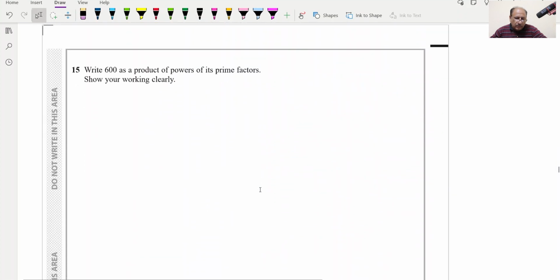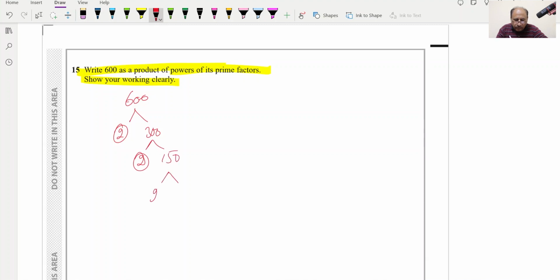question. And question number 15 says write 600 as a product of its prime factors. Show your working clearly. So prime factors of 600, we can write 2 into 300. Whatever prime we are circling, this will be 150, and 2 into this will be 75. Then 3 into 25, and 5 and 5.